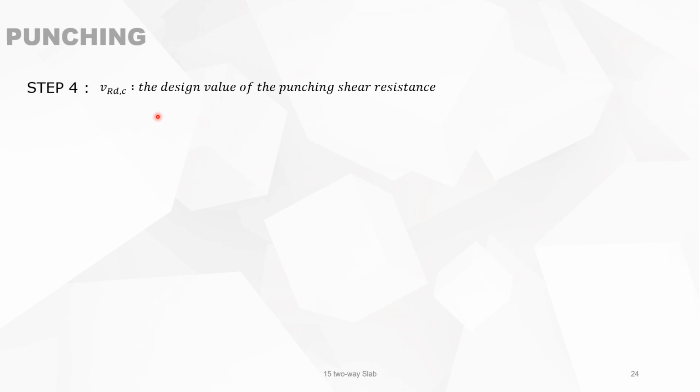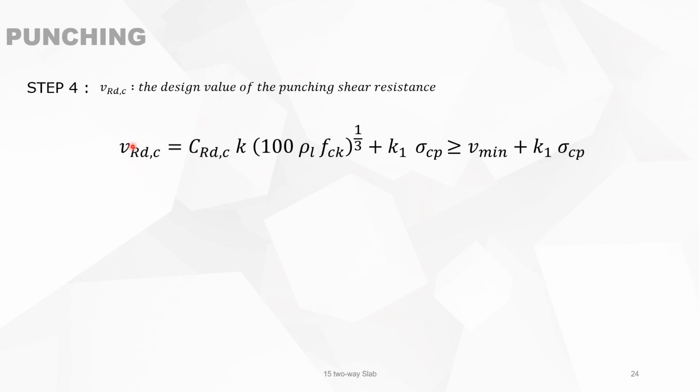Step 4, we calculate the design value of the punching shear resistance. This is the resistance given by the concrete, and this resistance is given by this formula, and it must always be bigger than a minimum value. K1 sigma Cp is when there is a constant normal stress in the cross-section. It means, for instance, that this is the case for pre-stressing slabs. Then you will have this constant factor sigma Cp times the value K1.